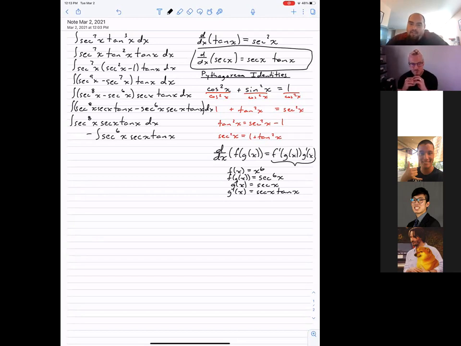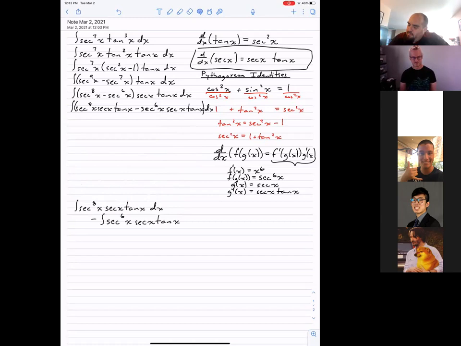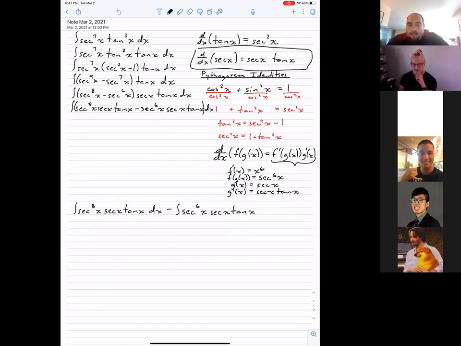So in this case, excuse me? Yep. How do you go from secant 8 of x to secant 6 of x in the last part? Let me bring this down to make clear. I'm not saying those are equal, because those are two separate integrals. I'm not saying they're equal. Is that what you were asking, Mark?